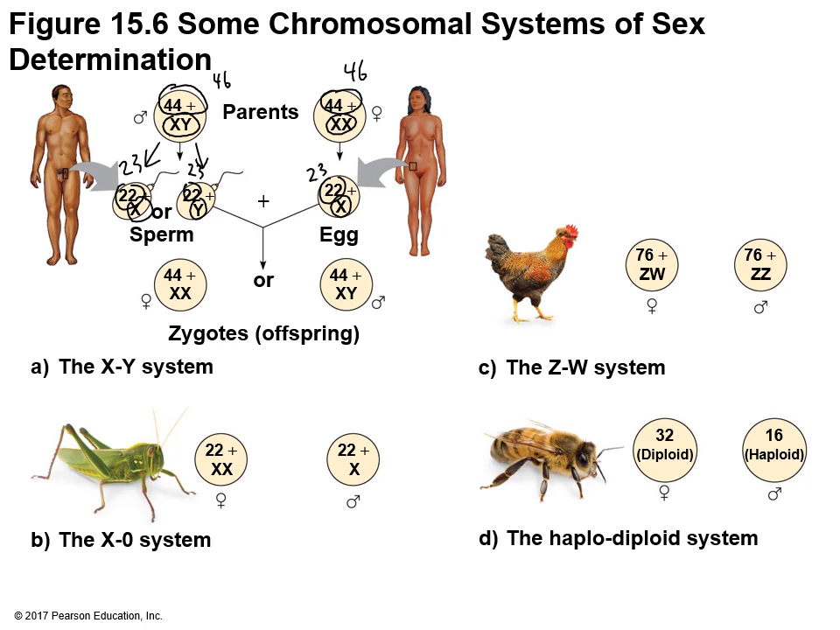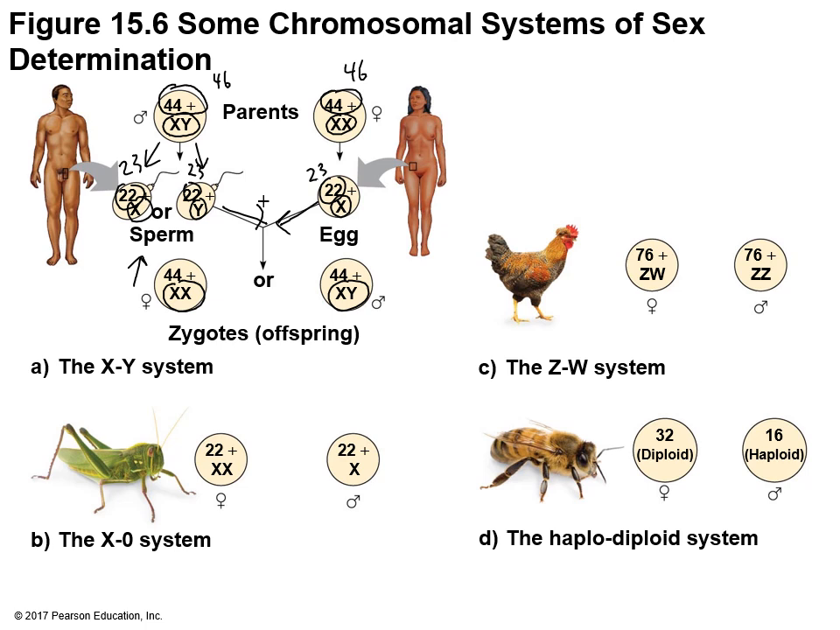And eventually, when the sperm and the egg unite, it's 23 plus 23. So we're going to get either a male or a female zygote, depending on, really, the sperm. If the sperm had an X chromosome, then we're going to get a female. If the sperm had a Y chromosome, we're going to get a male zygote. And the zygote is going to eventually develop into an adult through mitosis. Okay.